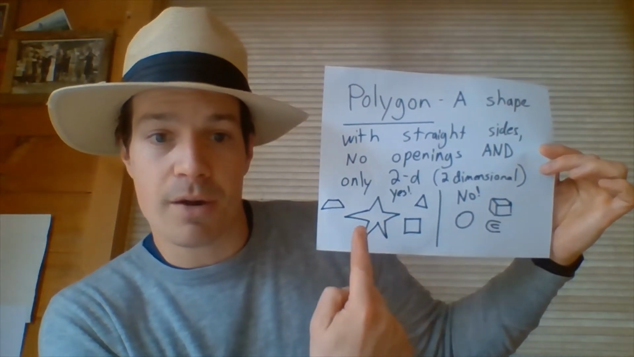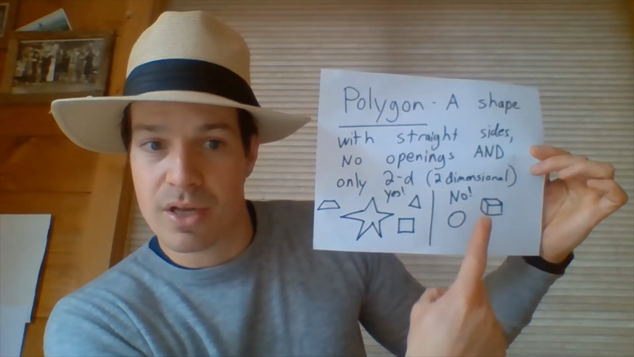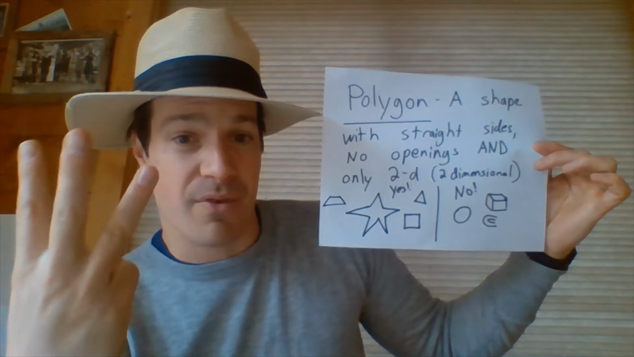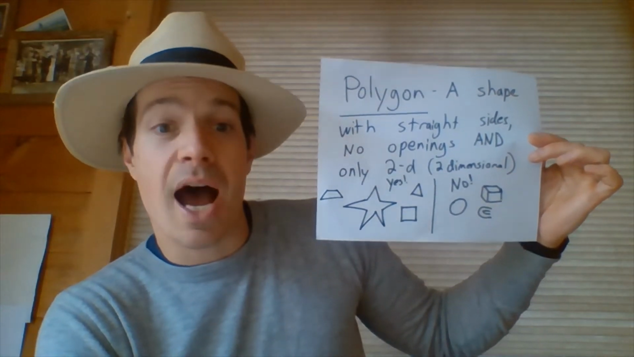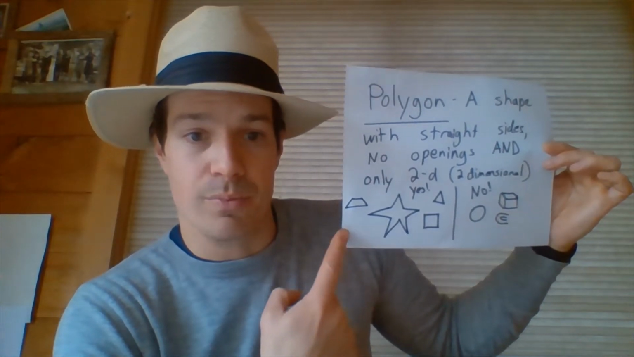So here are some examples of things that are polygons. Those are not polygons. You can see this one is 3-dimensional, that one has open sides, and this one is round. Those are the three different kinds of violations you can have. Our unit is going to be all about polygons, so everything we're going to talk about is in this group.